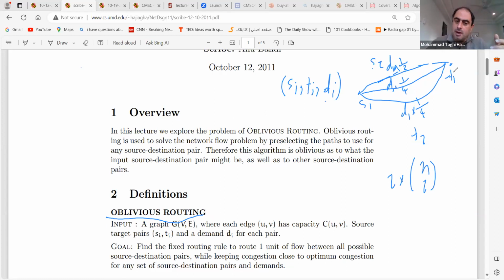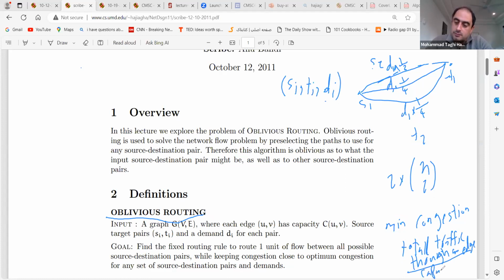And what was the objective function? The one that we try to consider is the concurrent multi-commodity flow. We try to minimize congestion. And again, what is congestion? Congestion is the total traffic through an edge divided by the capacity of the edge. And this is the definition of congestion that we discussed previous times.